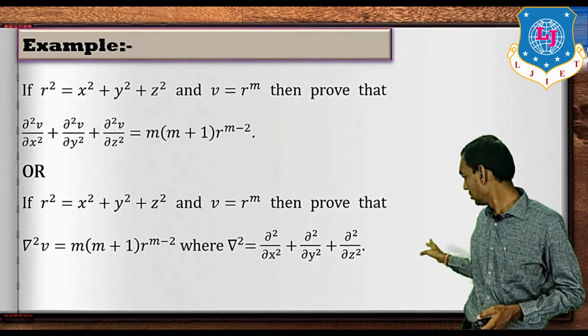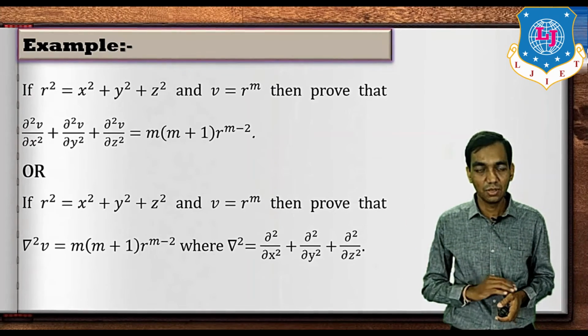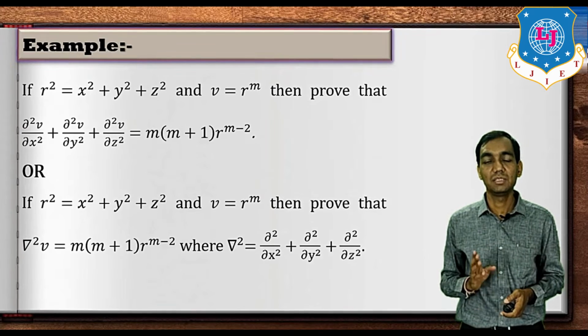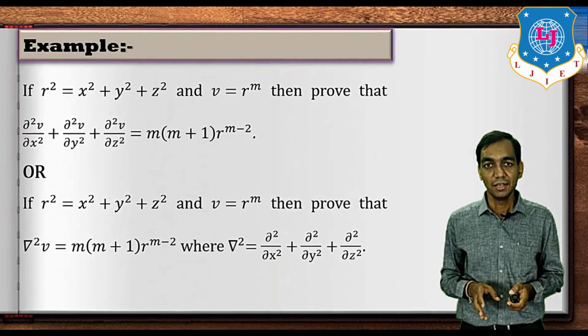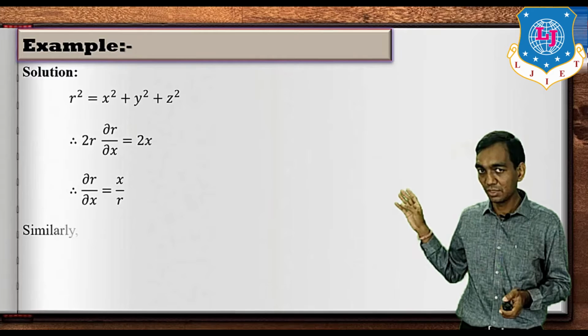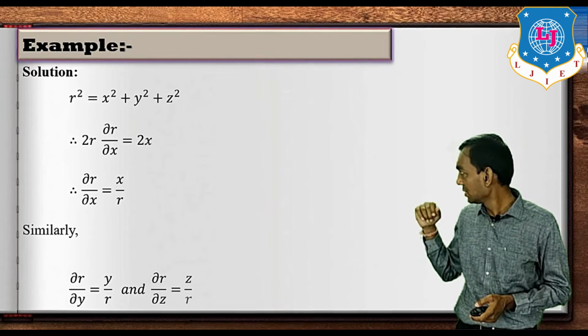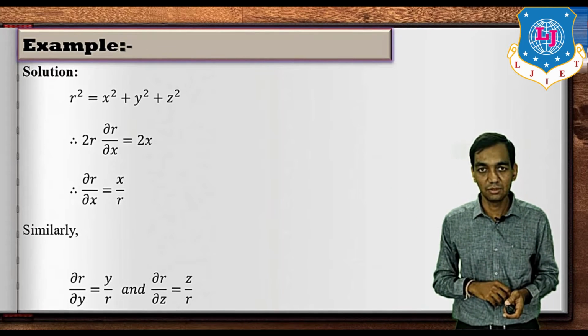Here nabla square is nothing but del square upon del x square plus del square upon del y square plus del square upon del z square. Now we are starting with the solution. Here r square is equal to x square plus y square plus z square.